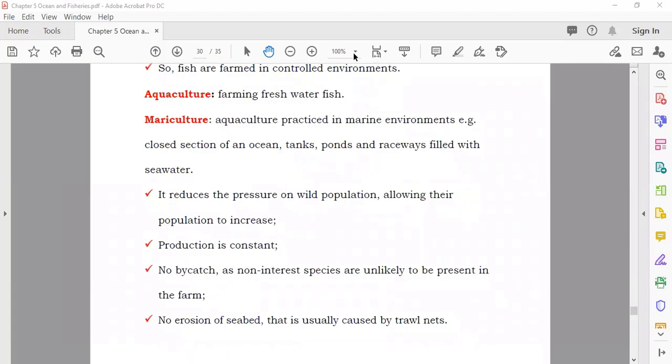Now, everything has advantages and disadvantages. For example, number one, they're saying that it reduces the pressure on wild populations, allowing their population to increase. So whenever you are doing farming, whether it is aquaculture or mariculture, again, I'm telling you, both are used as farming. People are using fresh water and seawater to grow fish. What is the benefit of this? If you are doing this, you are helping the population of the fish. And even as the world population increases, you still have a large quantity of fish available for everyone. The production is constant. If you are using farming, you are getting continuous production from the farms.